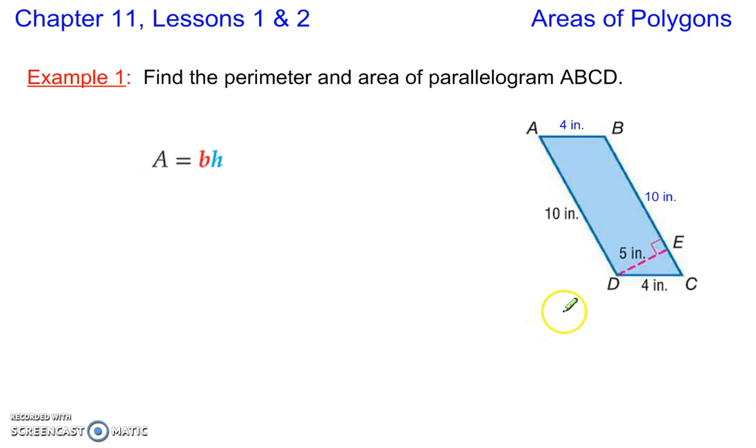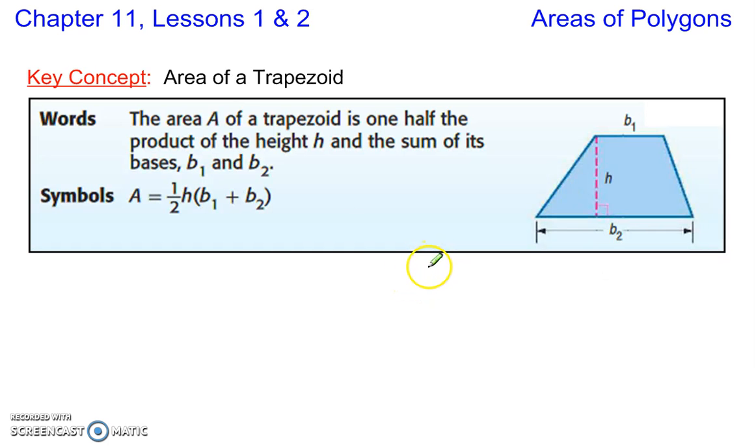And then the area is just base times height. Now, there's the height. This is perpendicular on this side, which makes 10 the base. Okay, I can't use 5 and 4. Careful there. They're trying to trick you by putting the 4 at the bottom there. Base is not always at the bottom. Base and height are always at a right angle. So 10 times 5, and that is 50 square inches.